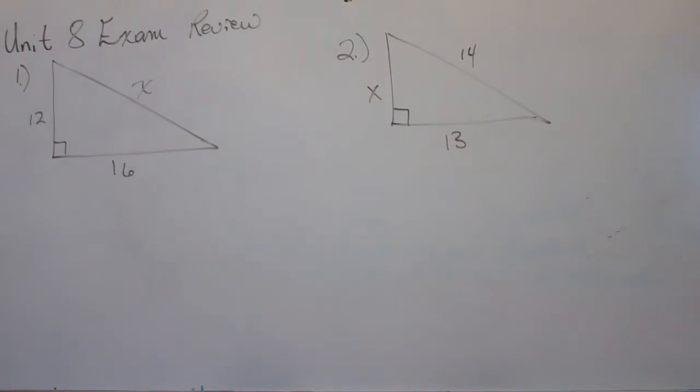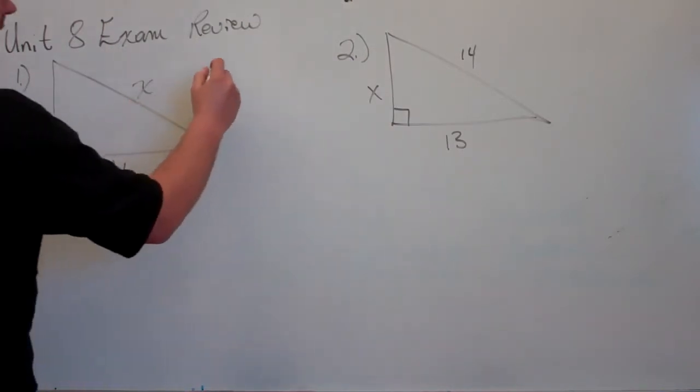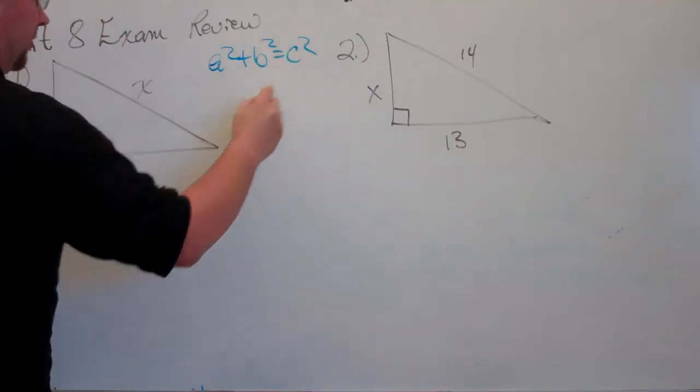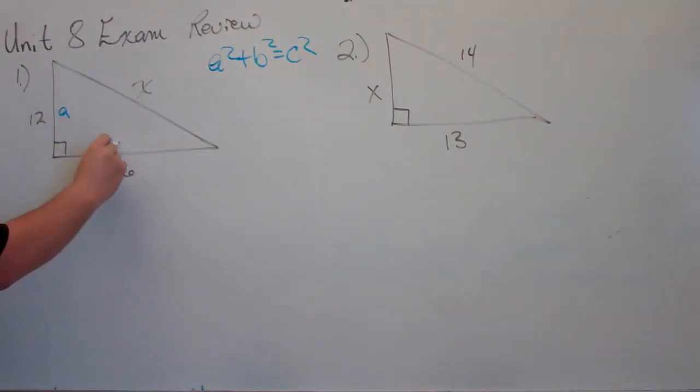All right, so to find any side of a right triangle, you're going to use the Pythagorean Theorem. So you're going to use a squared plus b squared equals c squared. All right, so this is a, this is b. Your hypotenuse, which is across from your right angle, is always c.